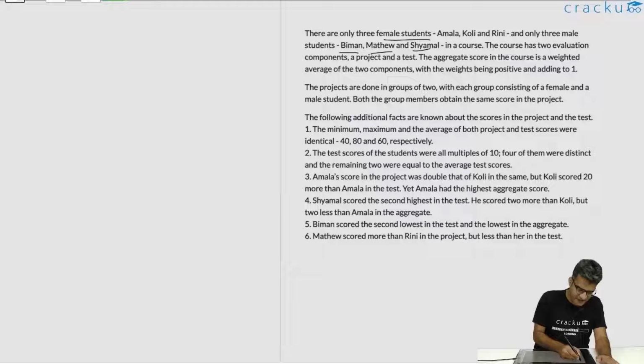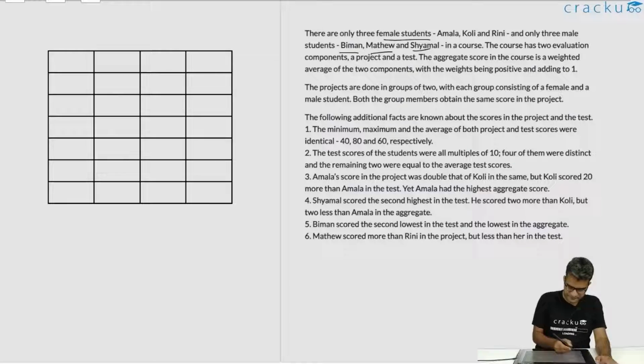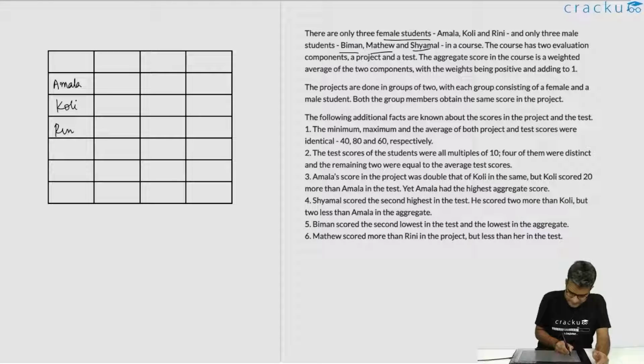The table will have some rows and it will have some columns. It will look something like this. Here we'll have the 3 female students, Amala, Kohli, and Rini. And we have the 3 male students, Biman, Matthew, and Shyamal. We have a score in project, we have a score in test, and we have the aggregate score.